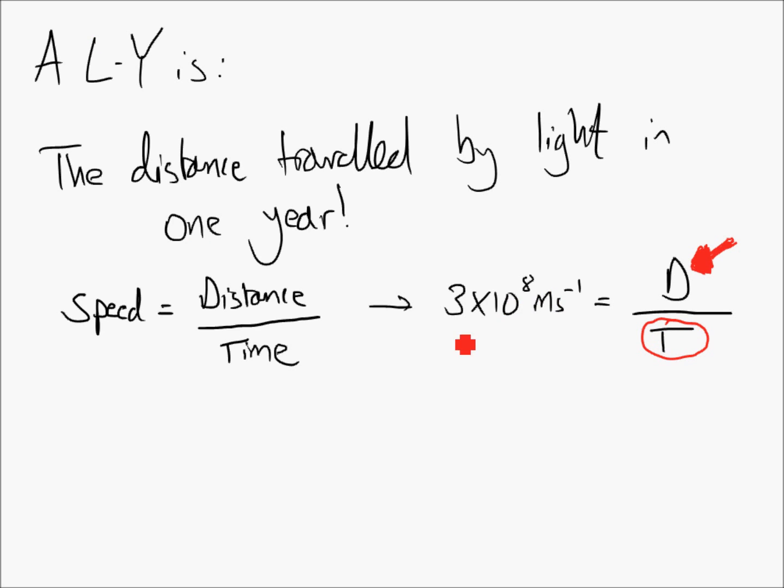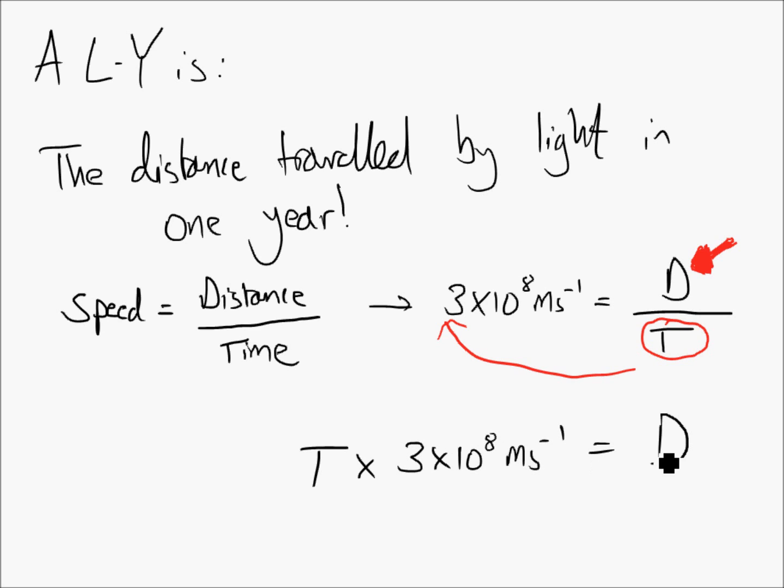So speed is equal to distance divided by time. If I move the time up over here, the divide becomes a multiply. So time multiplied by 3 by 10 to the 8 meters per second is equal to the distance. Now what is my time? The time equals 1 year, but I have to do this in seconds because I've got my speed in seconds. I need to make sure I'm using the same unit, so I need to turn 1 year into seconds. That's a little bit tricky. How many seconds are there in a year?